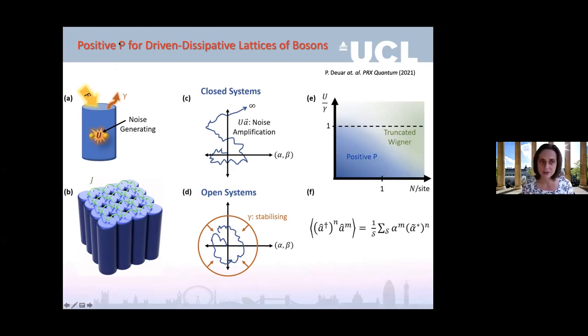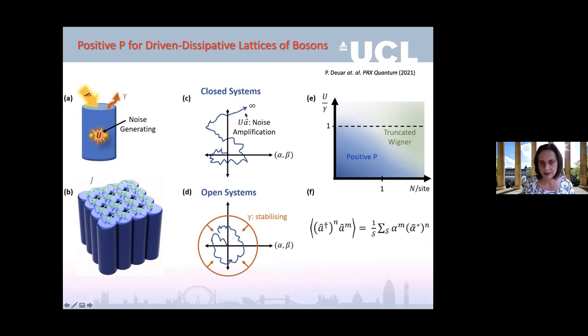So in general, positive P is a stochastic method, so it's computationally very efficient, just solving stochastic equations many times. And of course, it's an old method. It was suggested for closed systems a long time ago. But the problem is that it was not very useful for closed systems.